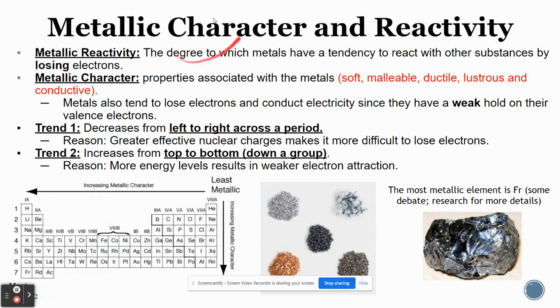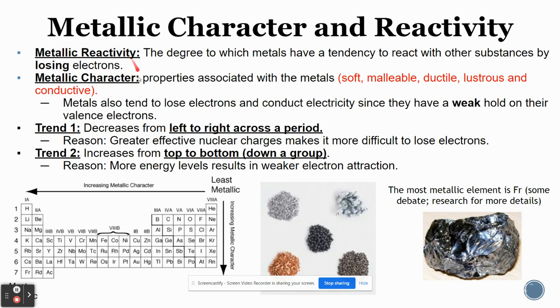Metal reactivity is just how reactive a metal is, or how likely it is to react by giving away its electrons, by losing its electrons. Because remember, that's typically how metals act when they react. They will lose their valence electrons. So if you're more likely to do that, you have a higher metal reactivity.